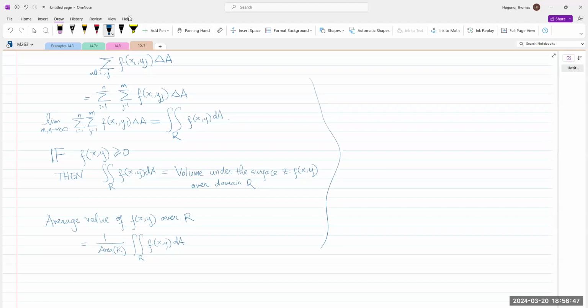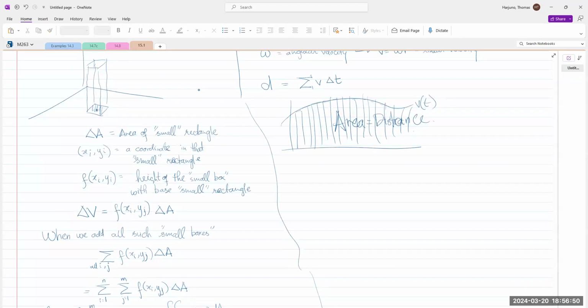The parallel of that in calculus 1 is the average value of f(x) over interval I, let's call that interval I be a to b. That is equal to 1 over b minus a, the length of that interval, times the integral from a to b of f(x) dx. That's what we learned in calculus 1, the average value of a function over a certain domain is the sum of all possible values divided by the length of the base, or in calc 3, the area of the base.